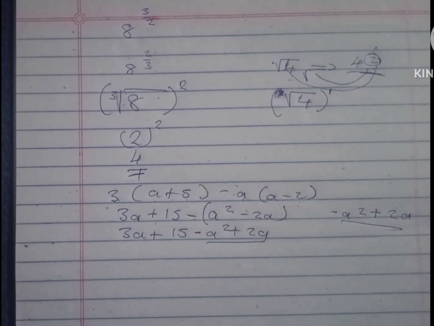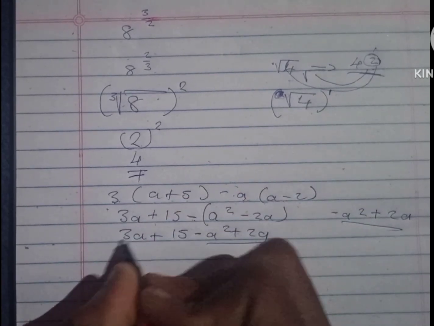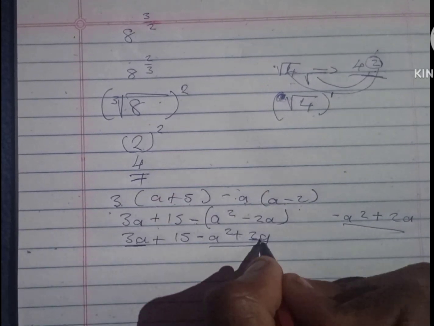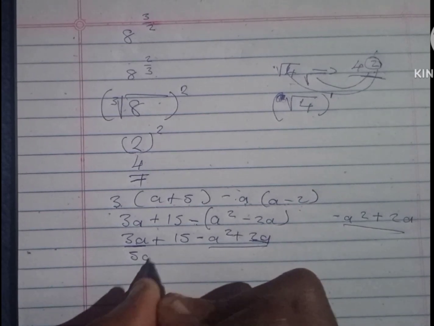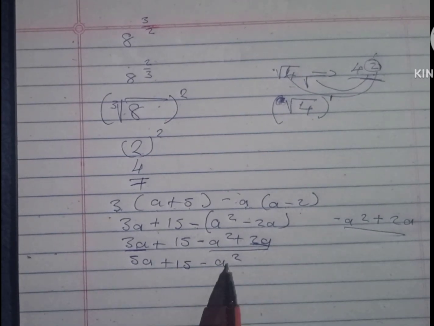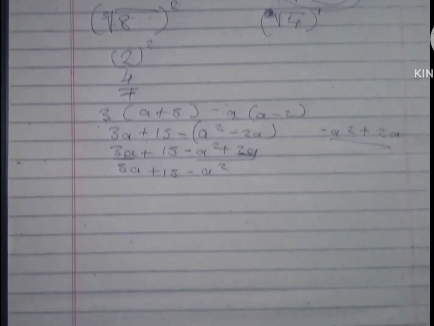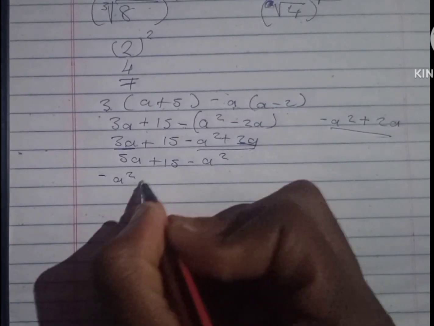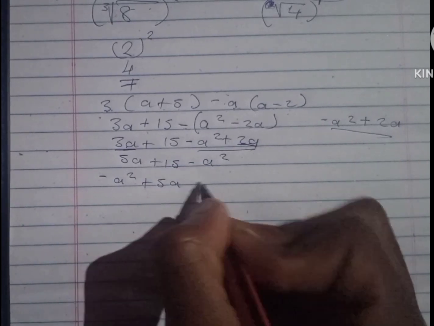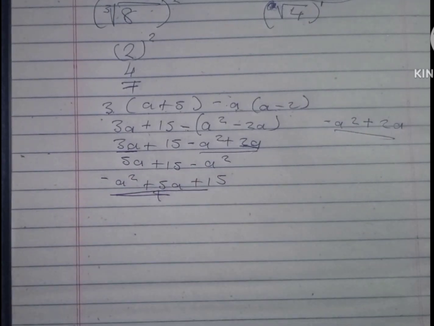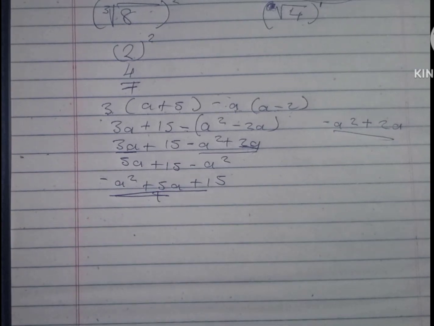So we actually collect the like terms together. So here I have 3a and 2a. They're actually like terms. I can add 3a and 2a. It is going to give me what? It is going to give me 5a plus 15 minus a squared. Now if we look at this, this is actually a quadratic equation, so I can write it as negative a squared plus 5a plus 15, and this is actually our final answer. So we have simplified this one.